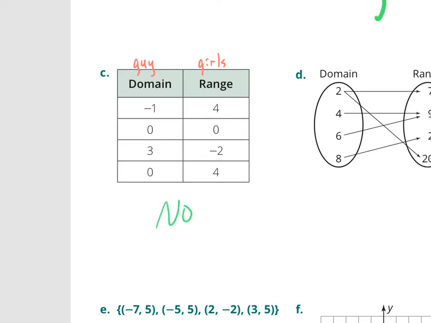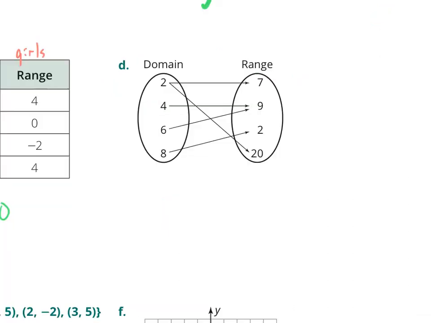Okay, again, every X can only match up with one Y. Every guy can only go on a date with one girl. If I look at the next example over here, my eyes go immediately to this guy named 2. He went on a date with a girl named 7, but he also went on a date with a girl named 20. So because this guy matched up with 2 Y values, now this is not a function.